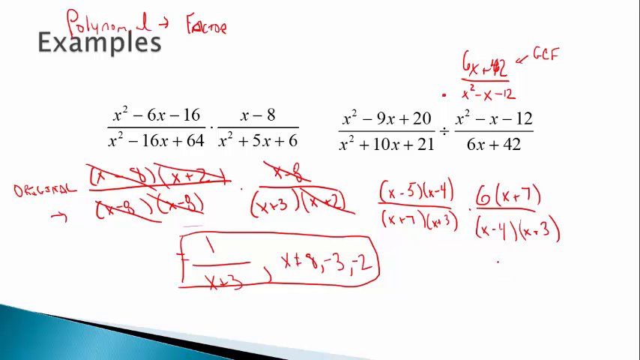So why don't we cancel some things out? I see an x minus 4. I see an x plus 7. And I think that's about it. So we've got 6 times x minus 5 over x plus 3.